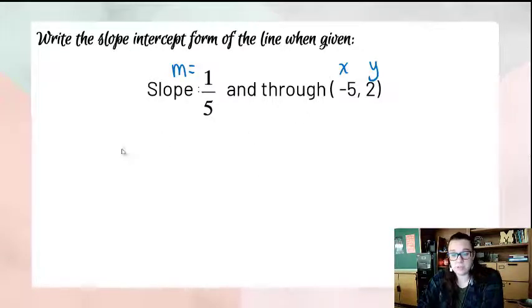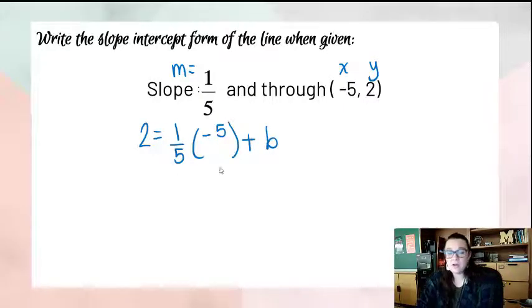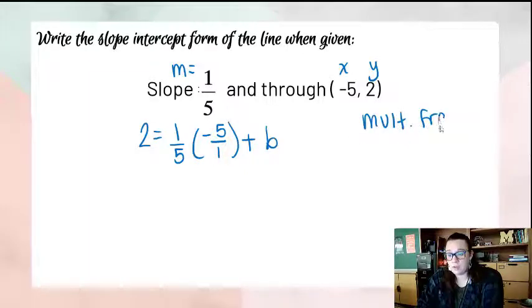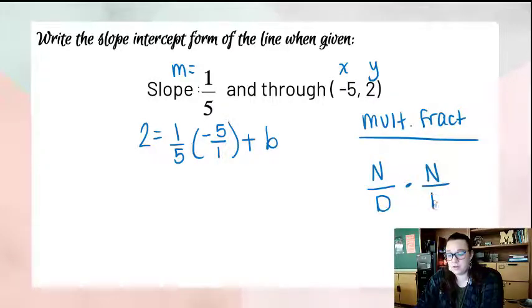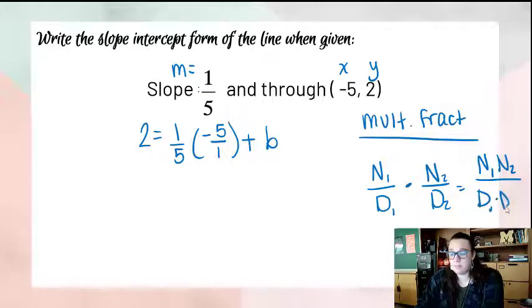I've got an m that is a fraction and an x and a y that are normal numbers. So instead of y equals, I'm going to do 2 equals mx, so 1/5 times -5, plus b. Notice here I'm going to have to multiply, and I'm going to write -5 as a fraction, -5 over 1. As a reminder, when you multiply fractions, you just do numerator times numerator over denominator times denominator, top times top and bottom times bottom. So here I've got 1 times -5 is -5, and 5 times 1 is 5.